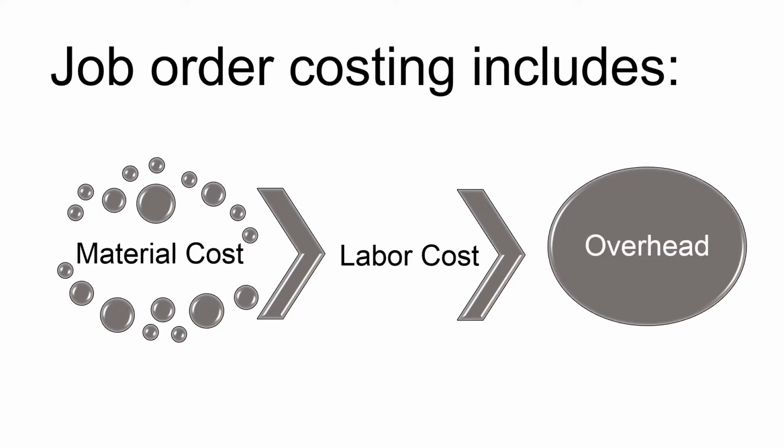Materials and labor costs are very easy to track because we know the actual amount of each. Overhead costs are not as easy to determine because they are estimates.